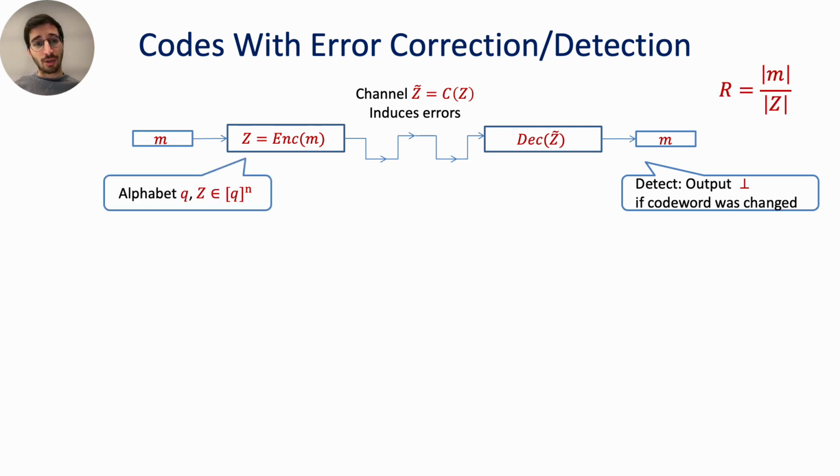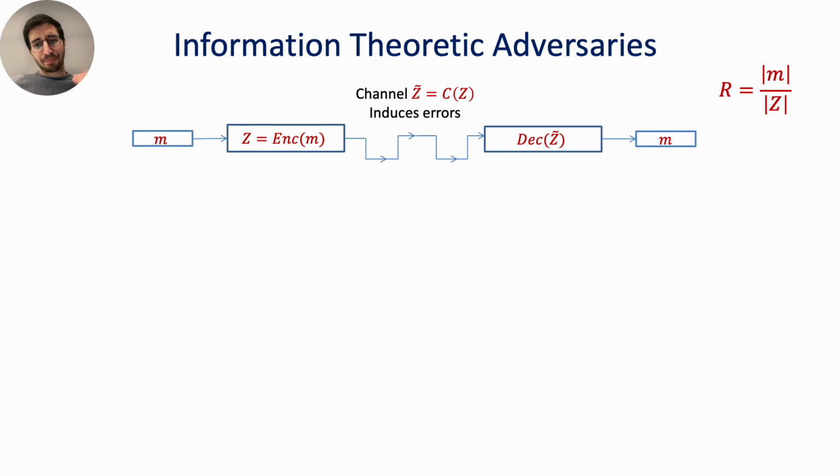Now, the ratio between the length of the message and the length of the encoding is, of course, the rate of the code, and we want this to be as large as possible because this would mean that we didn't add a lot of redundancy and the code is efficient. And finally, we're going to use Q to denote the alphabet size and N to denote the length of the message.